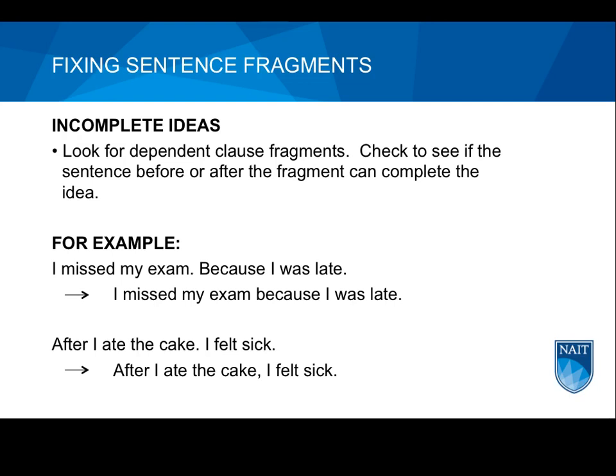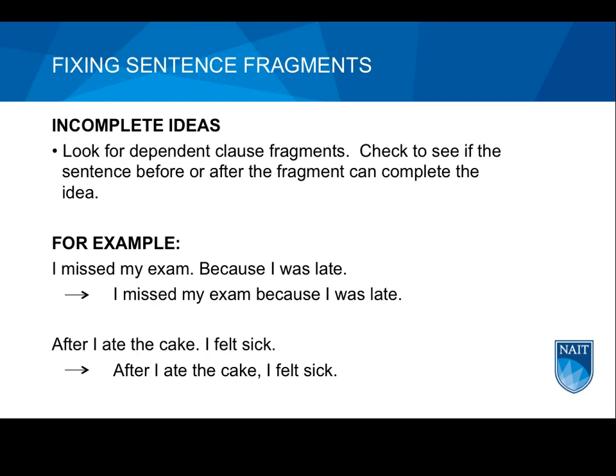For example, if we were reading our essay and we saw that we had a dependent clause, because I was late, we look for that keyword, which is because, that's a subordinating conjunction, and we know now that because I was late is a dependent clause. The dependent clause must be connected to an independent clause to complete the idea. So we would read the sentence before it and the sentence after it to see which one completes the idea so that the sentence makes sense. In this case, we have the independent clause, or the sentence, I missed my exam, that precedes the dependent clause. If we join these together, we have a complex sentence, and this is a complete thought. So the correct sentence will be, I missed my exam because I was late.